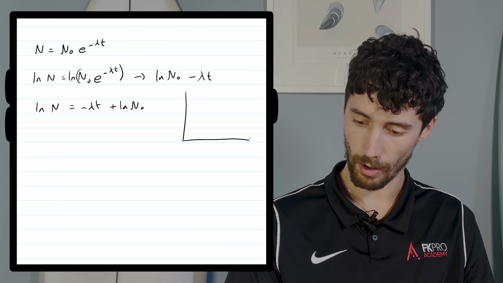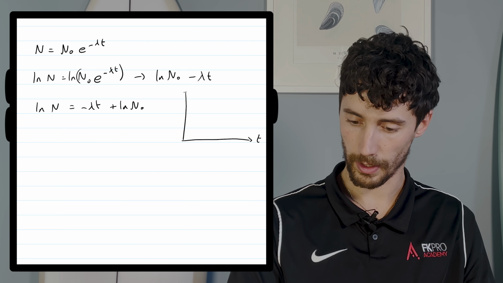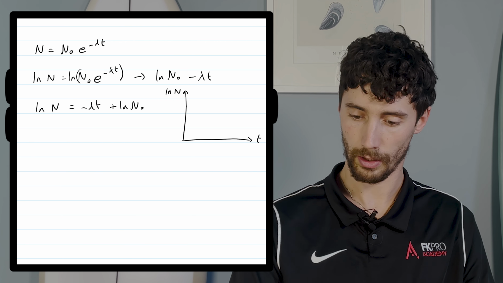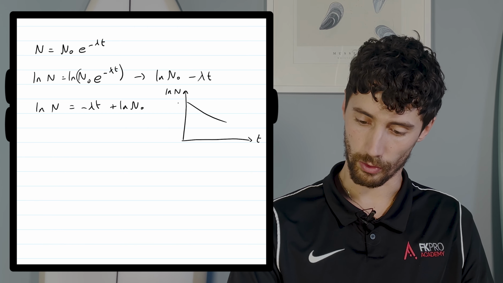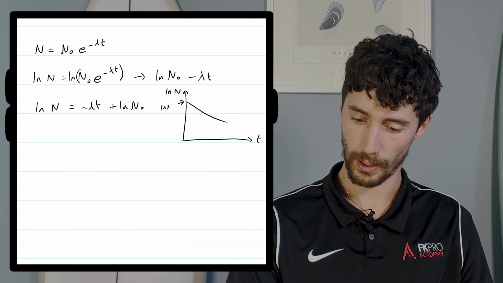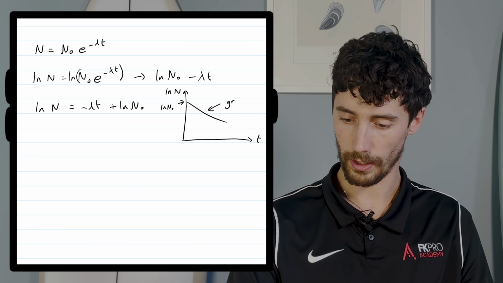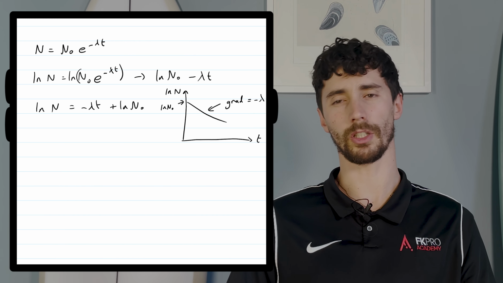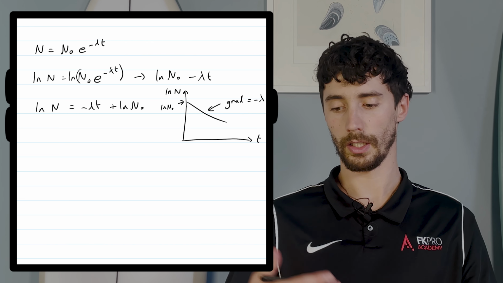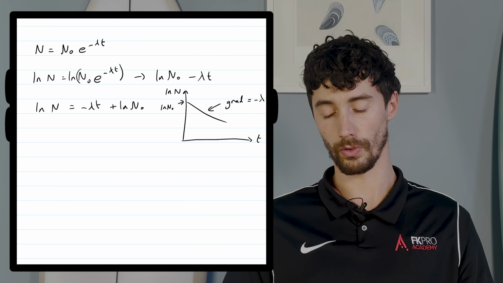So on your graph, you would plot time against the log of the number of original nuclei, with your y-intercept given by ln N₀, and your gradient is minus your decay constant. Because remember, the decay constant is positive, you've got a negative gradient, the gradient is the negative of your decay constant.